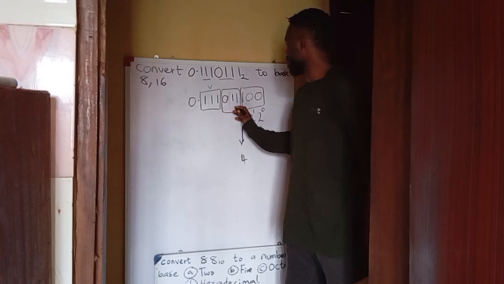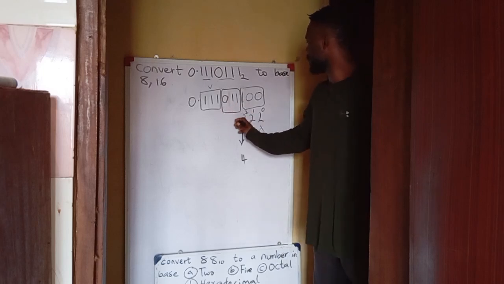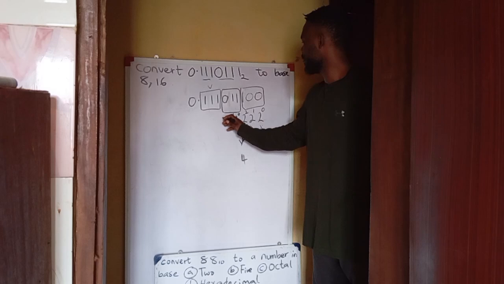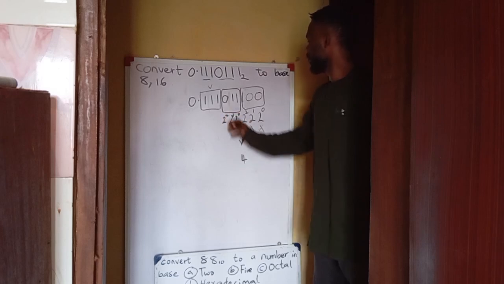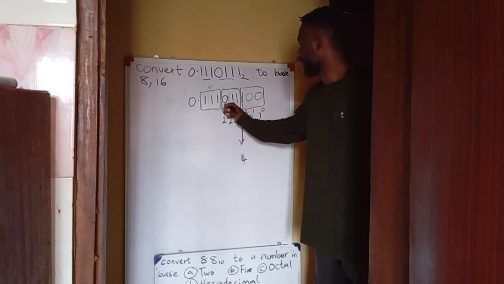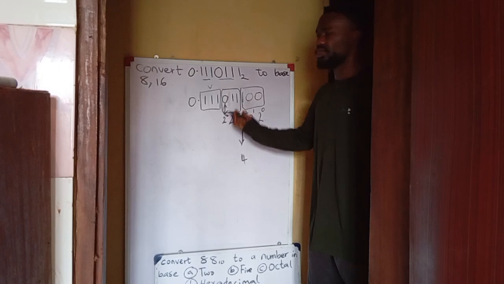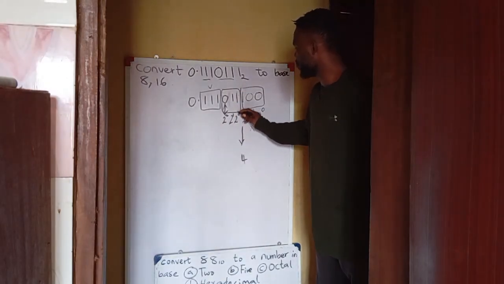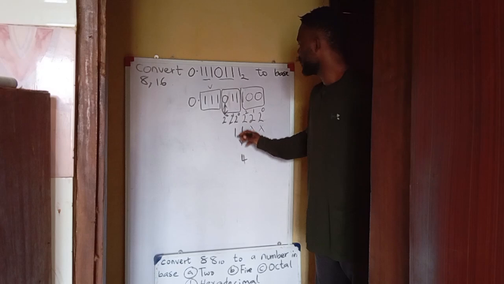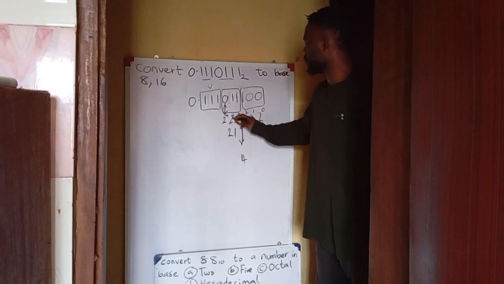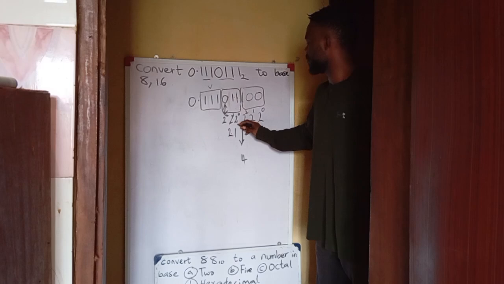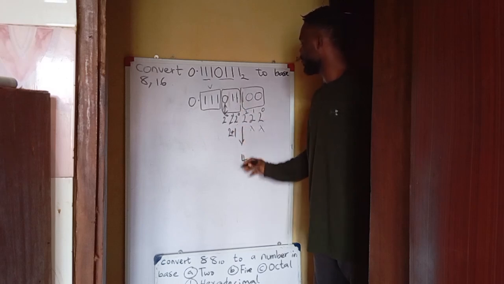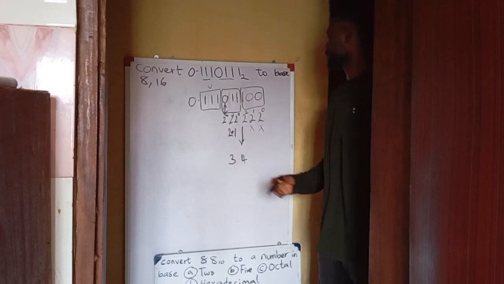So let's move to this one. I see 2 raised to power 0, 2 raised to power 1, 2 raised to power 2. Notice that this is 0, and anything times 0 is 0, so it's off. So the only ones I'm considering are 2 raised to power 0, which is 1, and 2 raised to power 1, which is 2. When you times this with this, it gives you 2. Times this with this, it gives you 1. So add it up, it gives you 3.